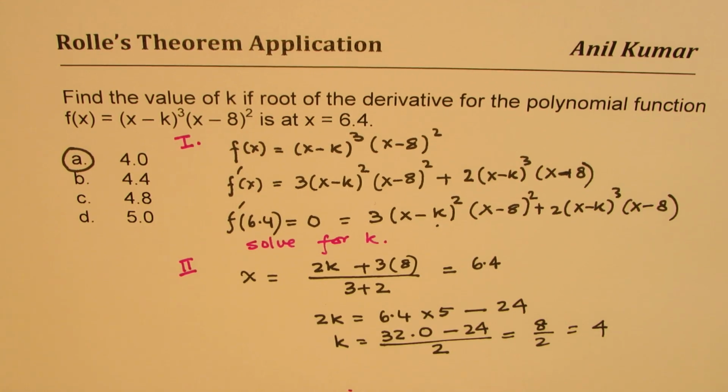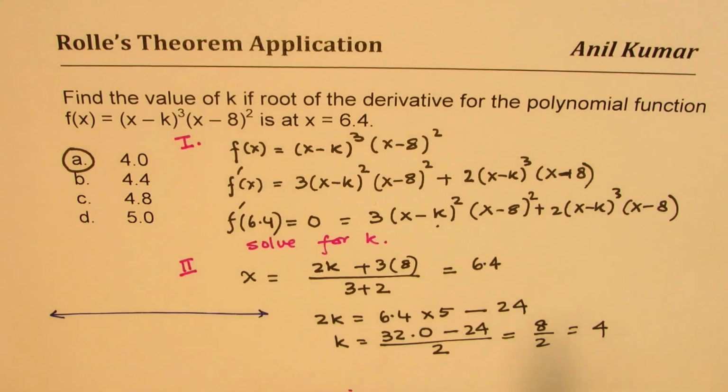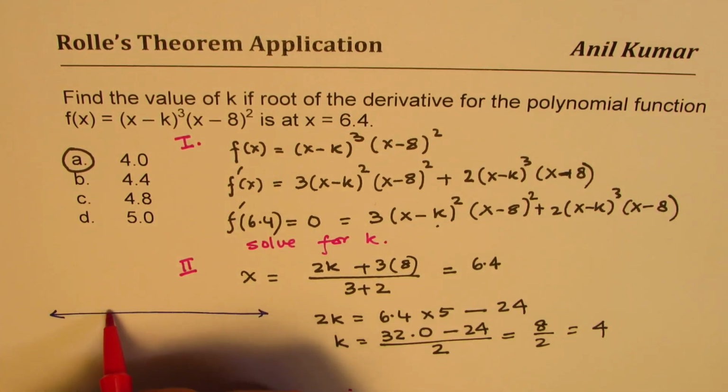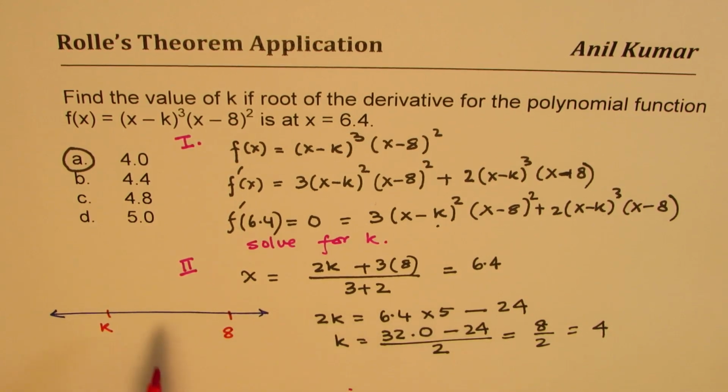So what we have here basically in the given situation is that on our line the zeros are at a point which is k, and the value is 8, correct? So the function is continuous. So we do have a root in between somewhere here, which is given to us at c, right?